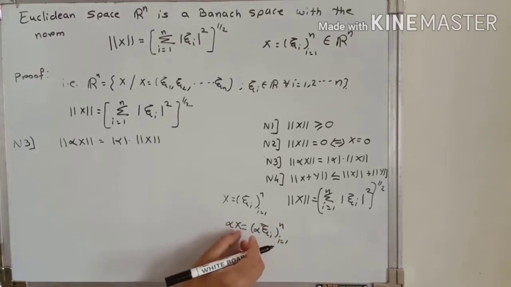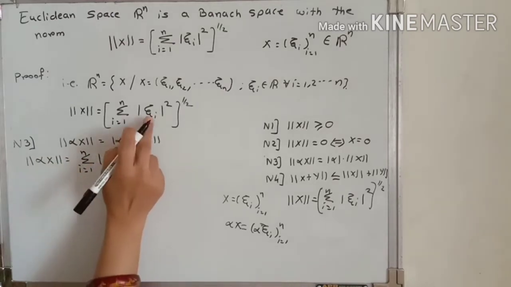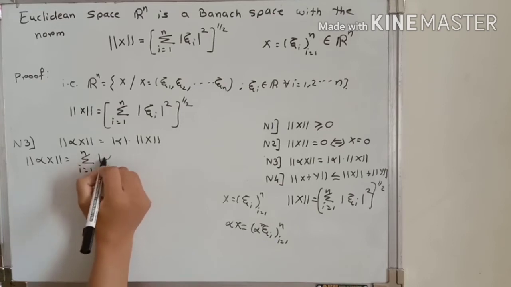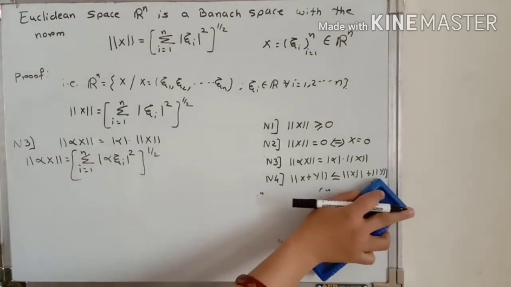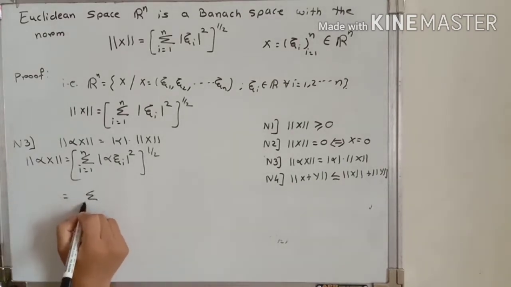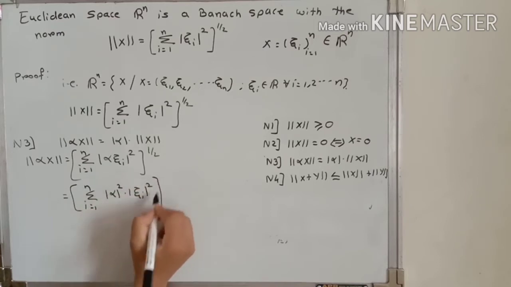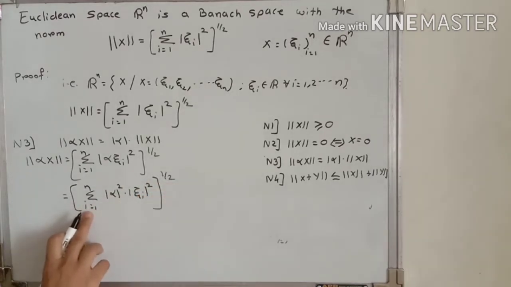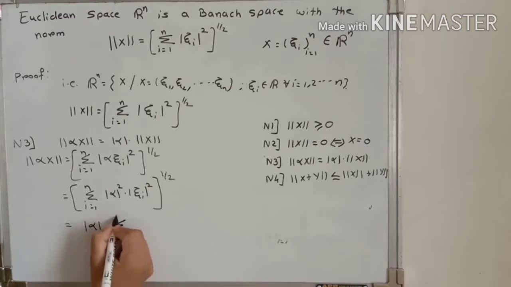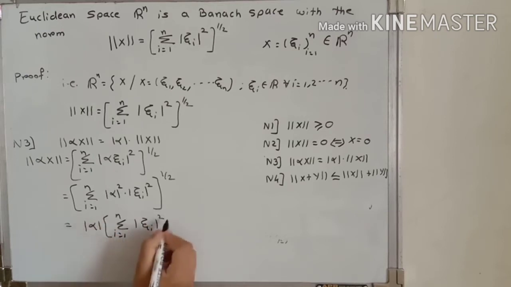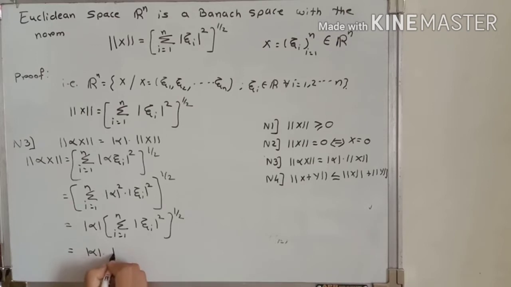On αx, the norm is norm of αx. It becomes summation i running from 1 to n. Now instead of ξ_i, we write αξ_i, |αξ_i|² whole to the power 1/2. It is equal to summation i running from 1 to n of |α|² times |ξ_i|² whole to the power 1/2. Now here this α is independent of i, so we can take it out. That is equal to |α| times summation i running from 1 to n of |ξ_i|² whole to the power 1/2. And this is nothing but the norm of x. Therefore, it is equal to |α| times norm of x.